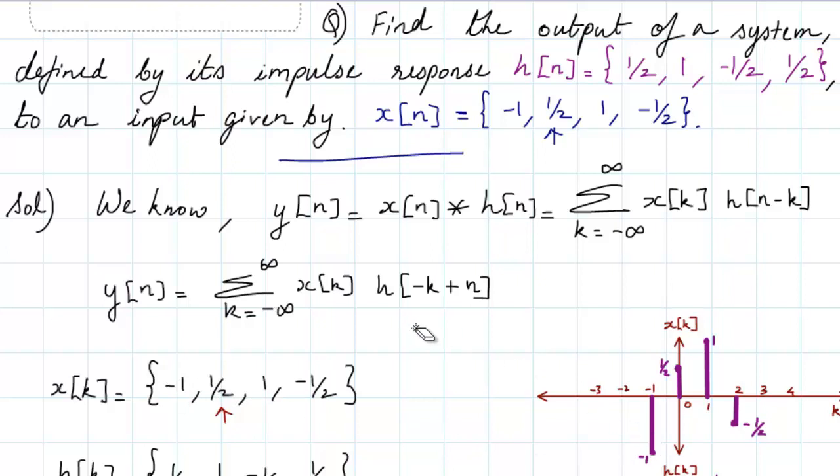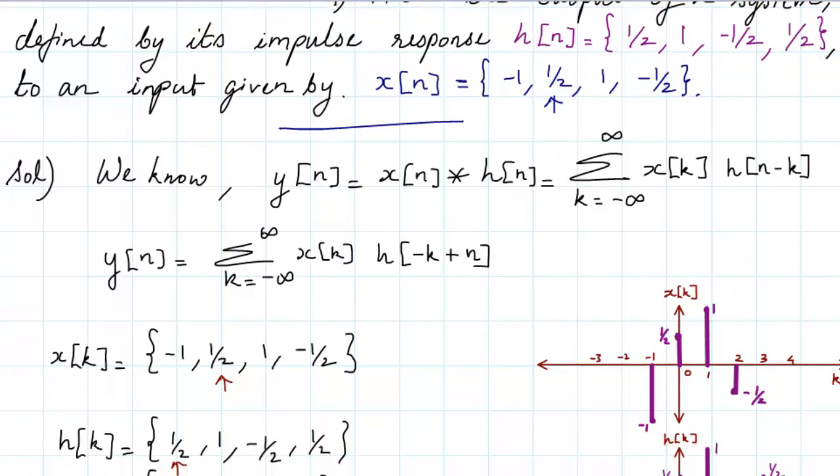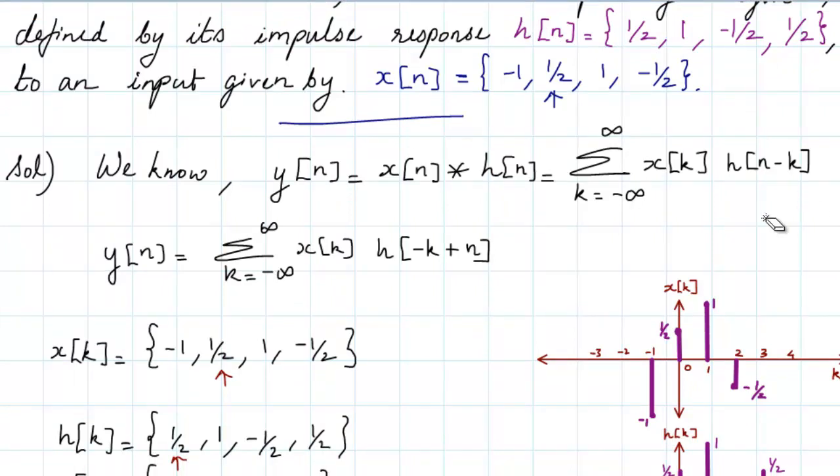Next I have to draw h of k, because I have to draw h of minus k. So before I draw h of minus k, I have to draw h of k. h of k will come from h of n. So I will rewrite that equation here, and this is my h of k. Here there is no arrow that has been put, but we know that if there is no arrow, then the first element is at 0, and that is what I have done by just putting an arrow here. And next I have to draw h of minus k.